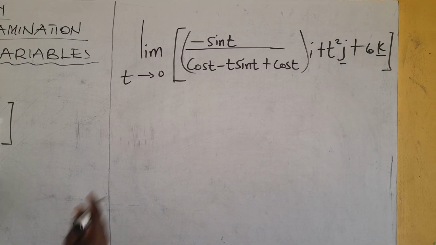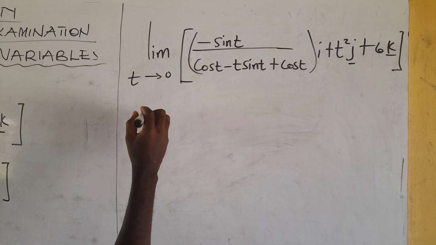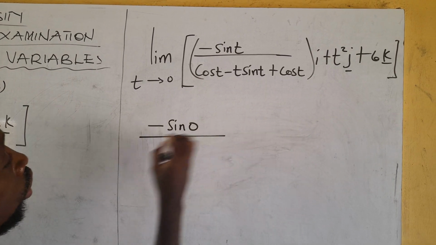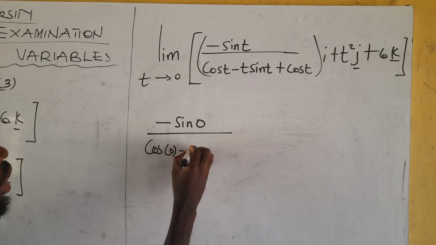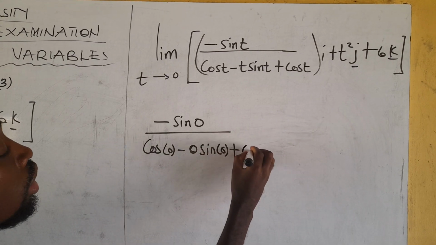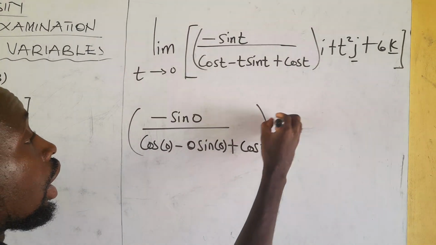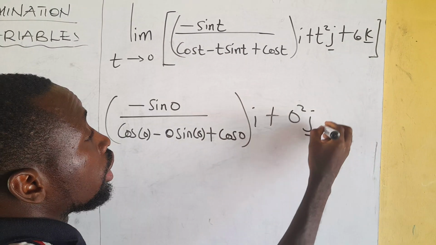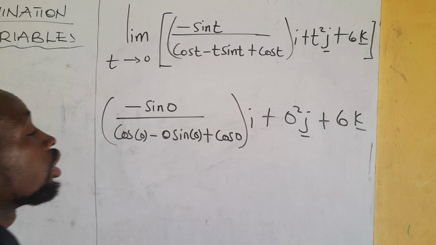Now we substitute. So we can say the limit where t approaches 0 of this function will be negative sine 0 over cos 0 minus 0 sine 0 plus cos 0, and all this is in the i direction. Then plus 0 squared in the j direction. Since there is no t component there, we have 6k.